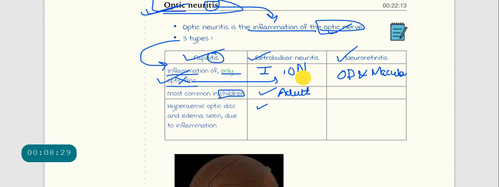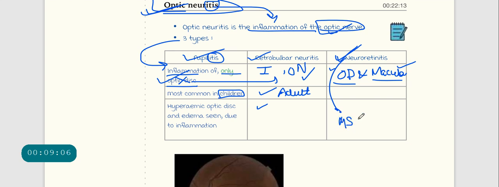Then comes neuroretinitis. In neuroretinitis, the optic disc is involved, meaning the optic nerve is also involved, and it also involves the macula. So inflammation in both the optic disc and the macula is seen in neuroretinitis. What you are going to see in neuroretinitis is the macular star appearance. What is a macular star appearance?